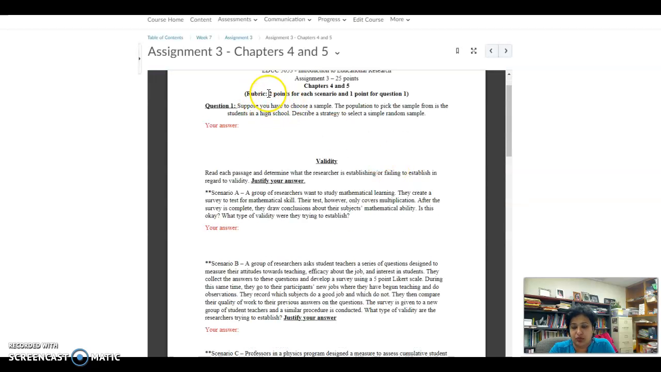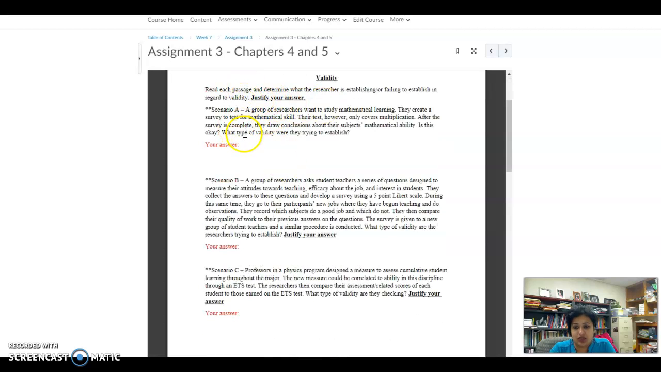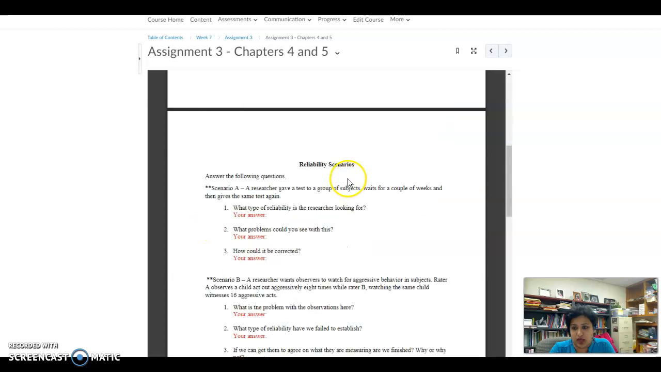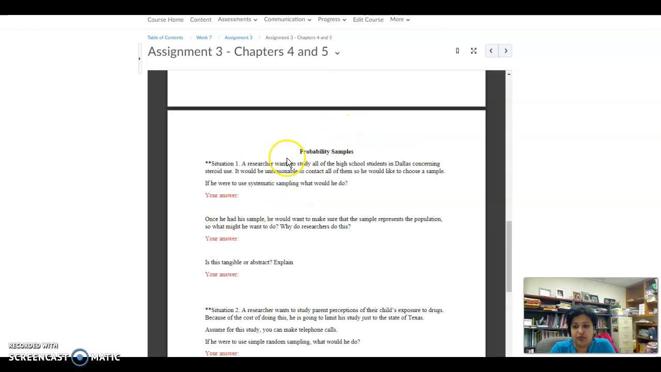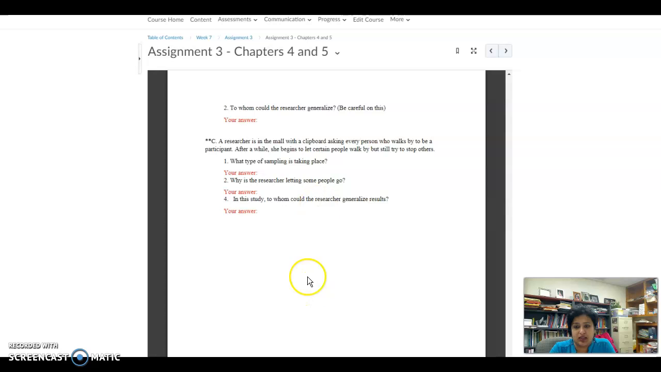So here is your chapter. You have 2 points for each scenario and 1 point for question number 1. So this is your question number 1, and then each scenario is 2 points. You will justify your answer as to which one you chose and why. And here is another scenario, and you have probability sampling, non-probability samples, and this is your assignment 3 that is based on chapter 4 and 5.